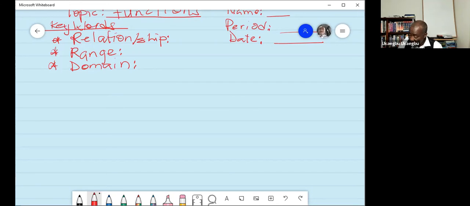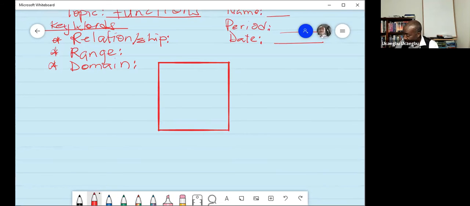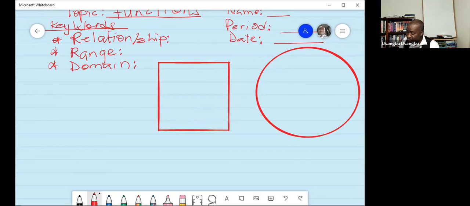Let me just draw something that looks like a box, and then let me draw another thing. It doesn't really have to be a box. It can be a circle. It can also be another box. Maybe let me use a circle this time around. Now, in one of these boxes, I'll be saying days of the week, like day 1, day 2, day 3, day 4, and day 5.